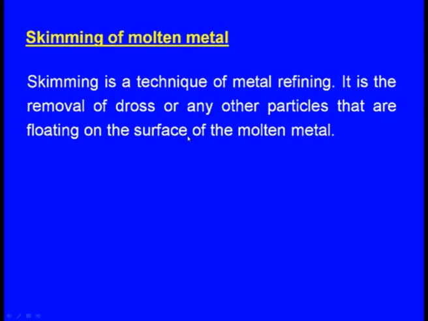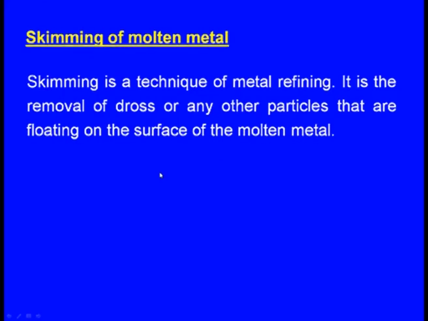Next one, skimming of molten metal. Skimming is a technique of metal refining. It is the removal of dross or any other particles that are floating on the surface of the molten metal. So sometimes the dross will be floating on the surface of the molten metal. What is dross? Again I am telling, it is a mixture of slags and impurities floating on the molten metal, unwanted material. This is the dross.